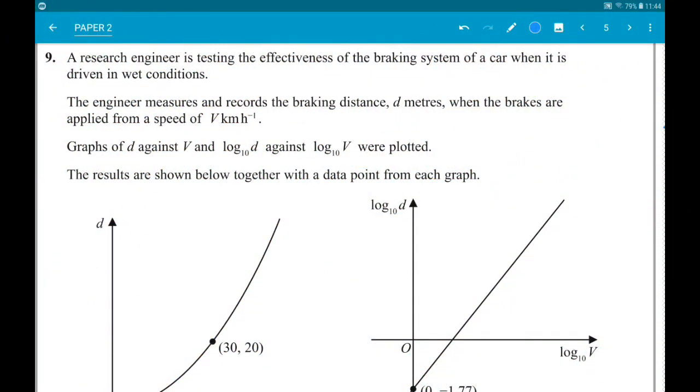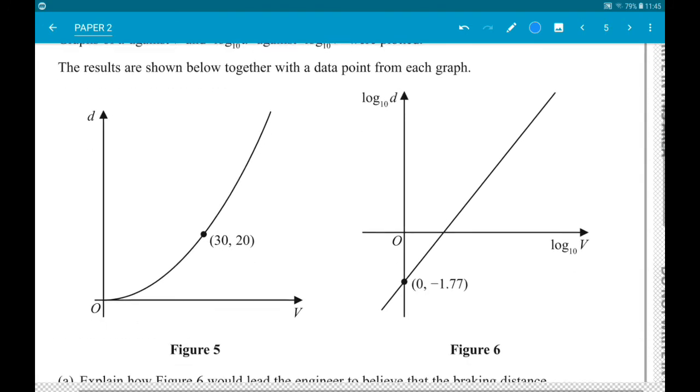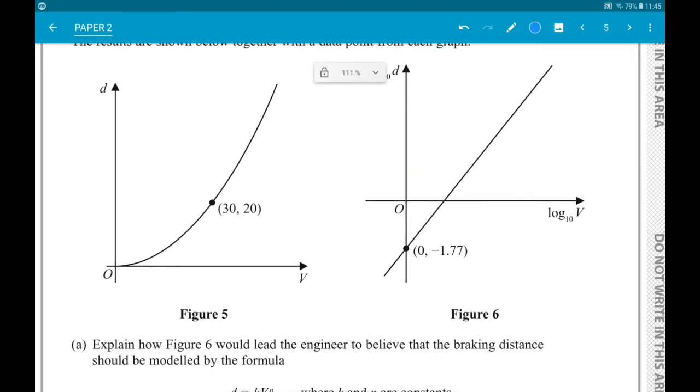Number 9. A research engineer is testing the effectiveness of the braking system of a car when driven in wet conditions. They record the braking distance d meters of the car when the brakes are applied from a speed of v kilometers per hour. The graphs of d against v and log 10d against log 10v were plotted. So we have the graphs and then a data point on each graph.